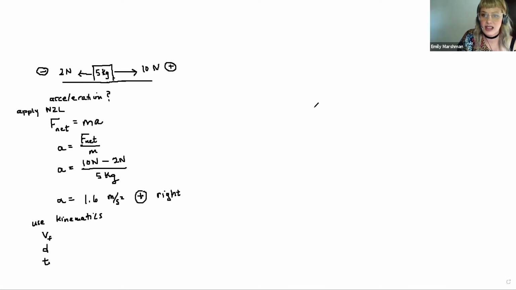Let's do another one, except now let's think about it vertically. So let's suppose I have a ball being pulled up by a string, and the tension in the string is, let's go with 15 newtons. Let's say the mass of this ball is 1 kilogram. And we want to know, if I'm pulling it up with a force of 15 newtons, what is the acceleration here?